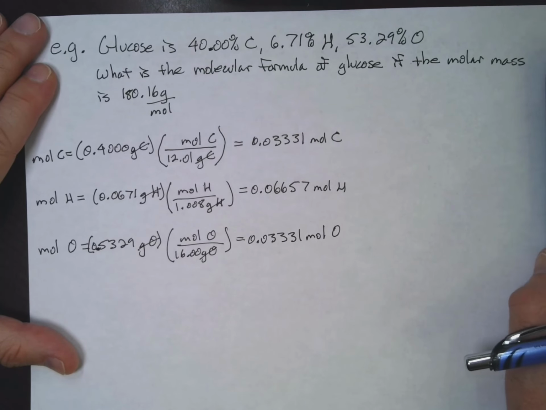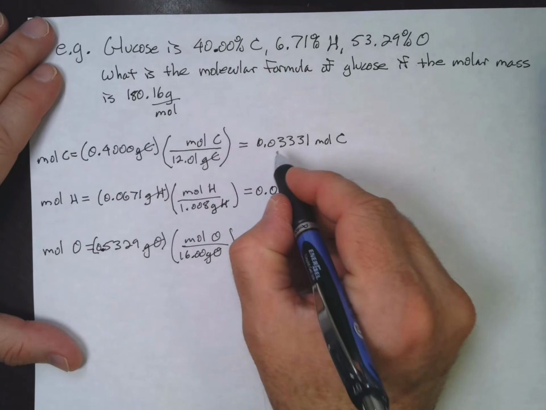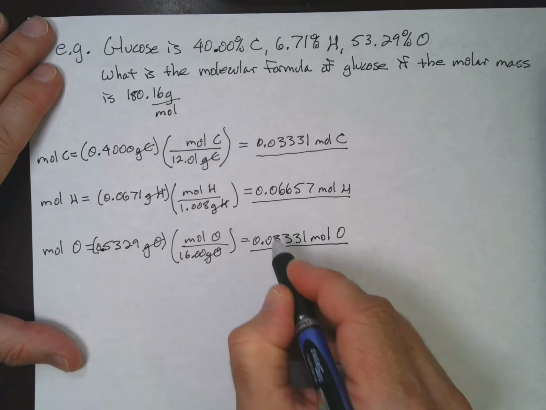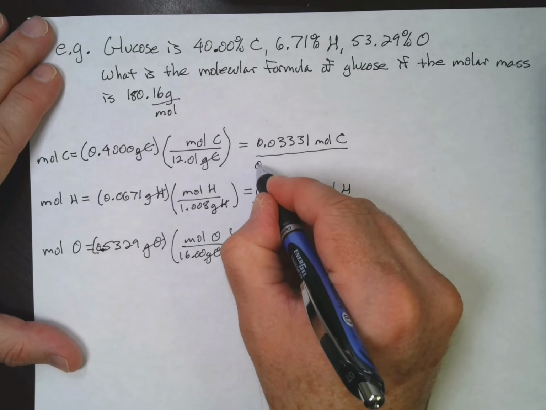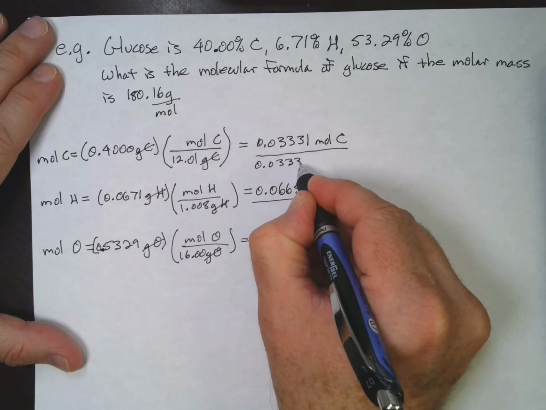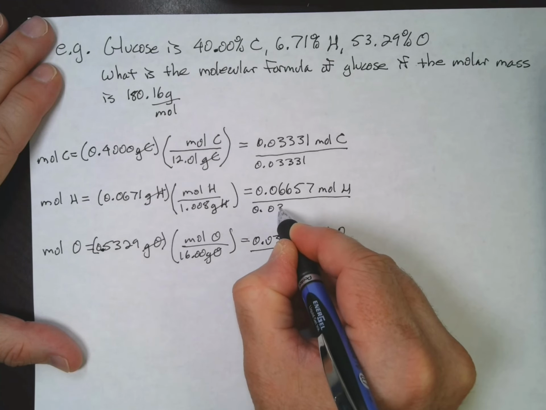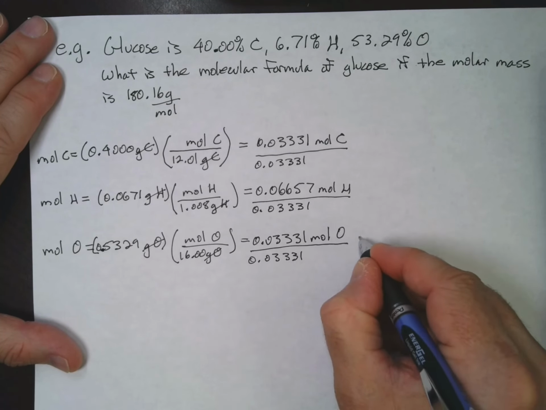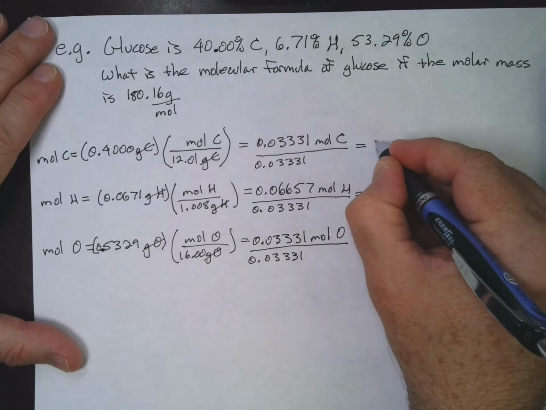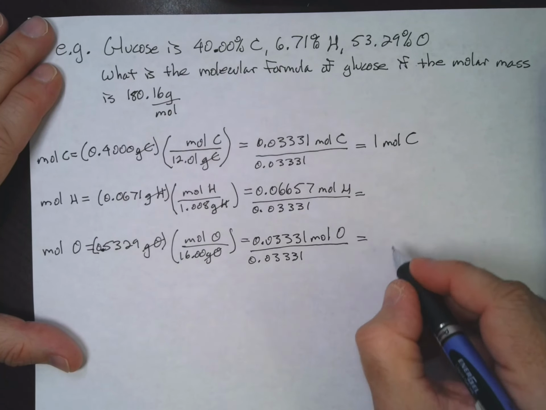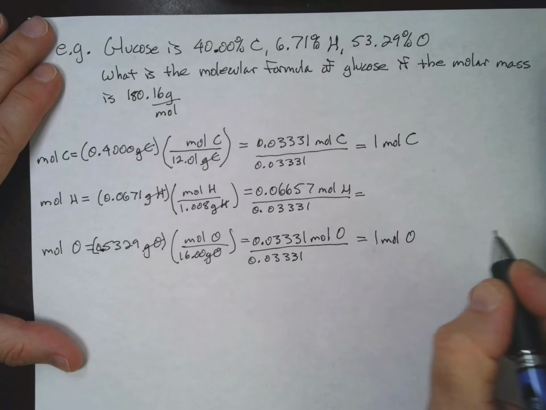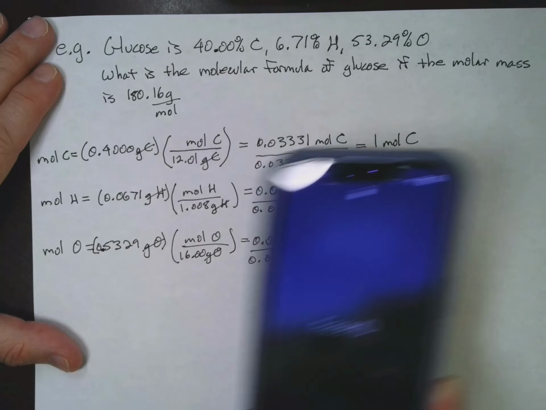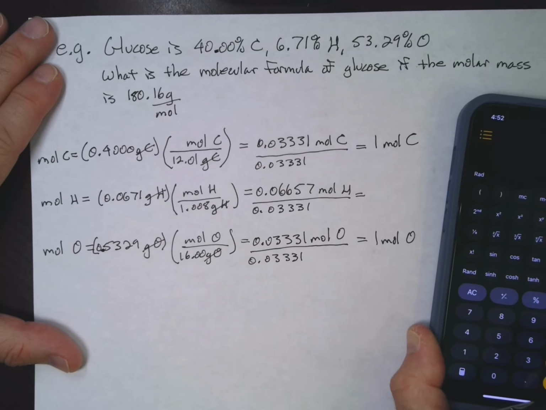Now I can do a couple of different things here. Right now I can divide through by my lowest common denominator, so I could divide by 0.03331, 0.03331, 0.03331. So I have 1 mole of carbon, 1 mole of oxygen, and this one is actually going to be awfully close to 2.